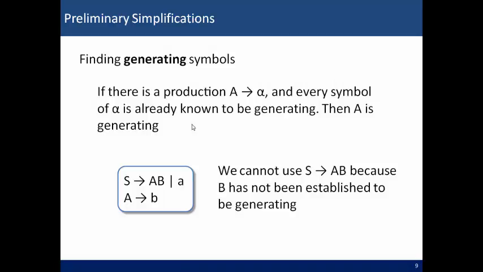How to find a generating symbol? If there is a production A tells to alpha and every symbol of alpha is already known to be generating, then A is generating. Here we can remove S tells to AB because B is treated as a non-generating symbol.